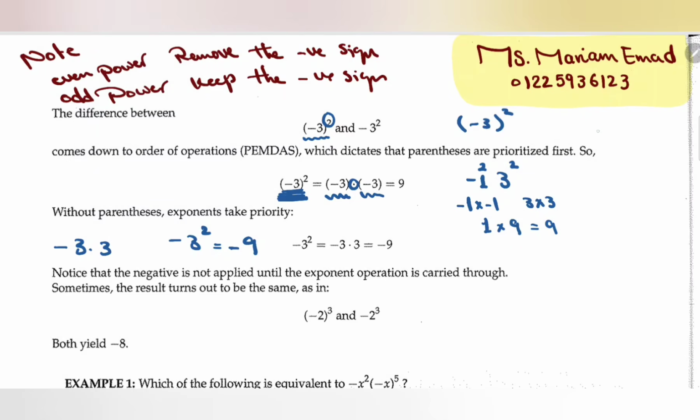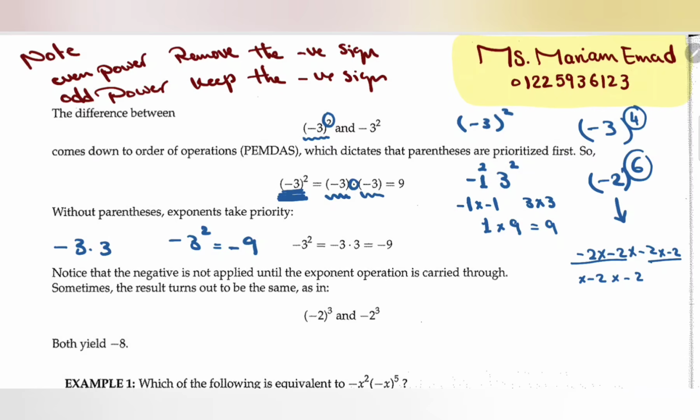Like what? Like (-3) all to the power 4. The answer would be positive. (-2) all to the power 6. The answer would be positive. So the even power removes the negative sign. Why? Let's take this one. It's -2 repeated 6 times. So it's -2 multiply -2 multiply -2 multiply -2 multiply -2 multiply -2. So -2 multiply -2, it's positive. Another -2 multiply -2, another positive. And -2 multiply -2, it's also positive. So the answer will be positive.